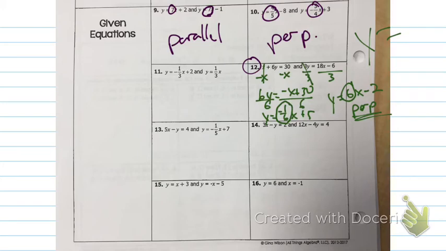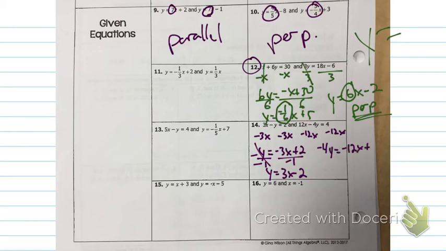So let's take a look. On number 14, I'm going to get y alone. Subtract 3x. The negative y is negative 3x plus 2. Divide everything by negative 1. So y is 3x minus 2. The only thing that matters there is my slope of 3, right? My other equation, I'm subtracting 12x from both sides. Negative 4y is negative 12x plus 4. Divide everything by negative 4. And I get y is 3x minus 1. I'm looking at the slopes of 3, which tells me that those lines are parallel.